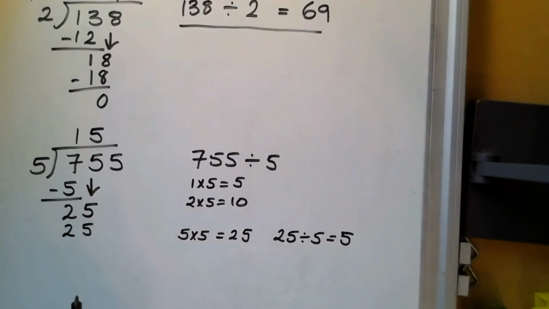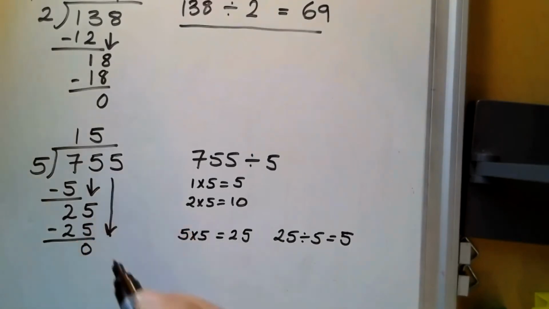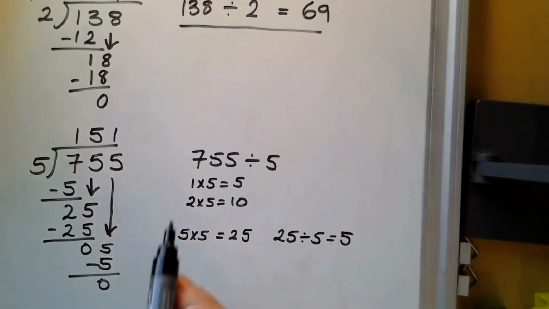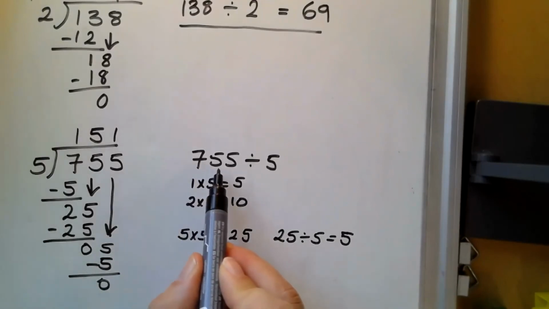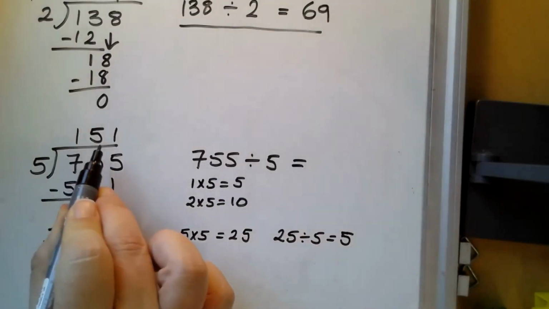It's exactly 25, which is very helpful. 25 divided by 25 is 0, so I have nothing to carry over. I still bring this digit down here. And then I go, how many 5s go into 5 or nearly 5? And I know that 1 times 5 is 5. So the answer here is 1. It's exactly 5, so there is no remainder. 755 divided by 5 equals 151.